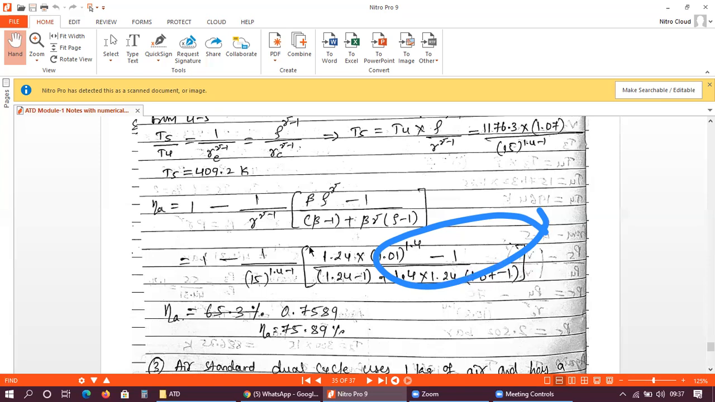Okay, operate the calculators properly, you will get the efficiency equal to 0.7589. Okay, so this is the decimal value. If you convert it into percentage, it will be 75.89.